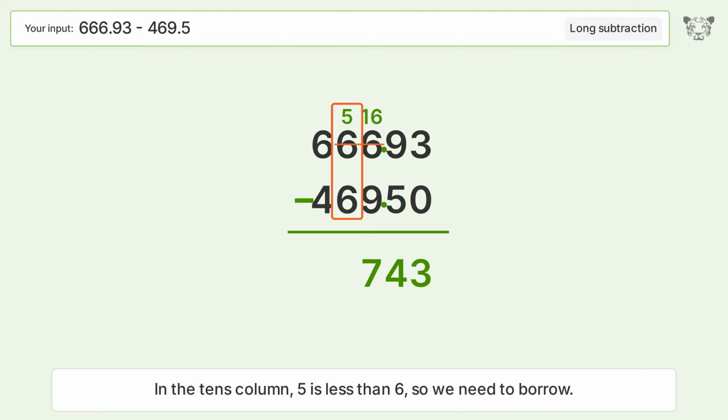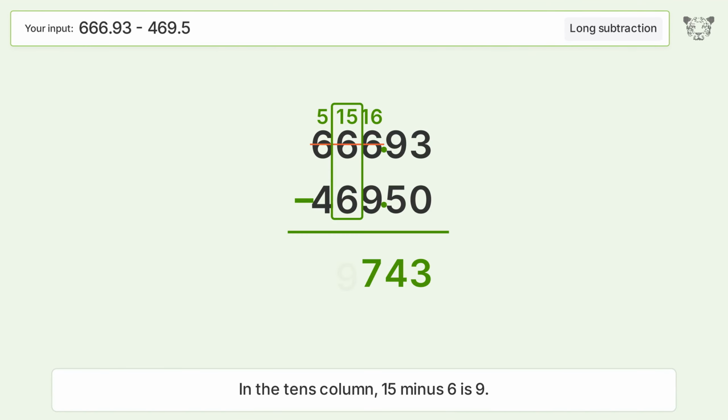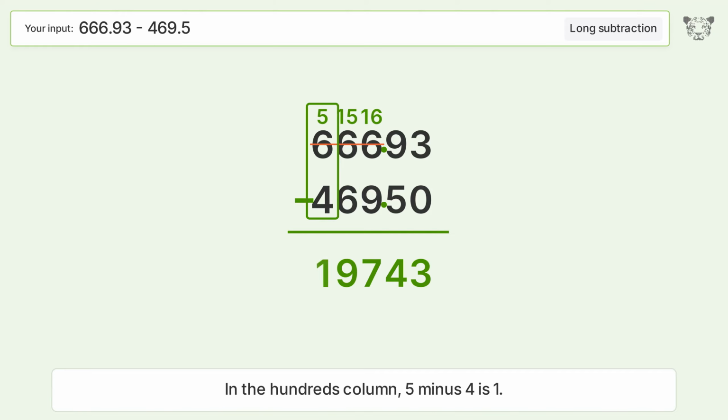In the tens column, 5 is less than 6, so we need to borrow. Borrow 1 from the hundreds column. 6 becomes 5. The 5 in the tens column becomes 15. In the tens column, 15 minus 6 is 9. In the hundreds column, 5 minus 4 is 1.